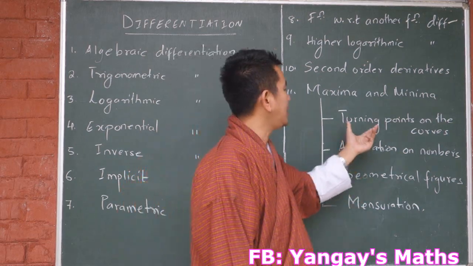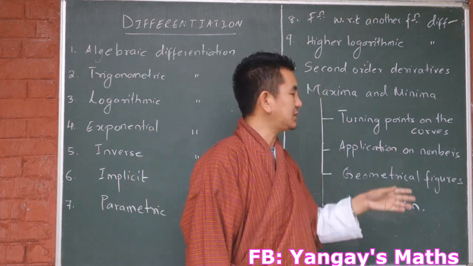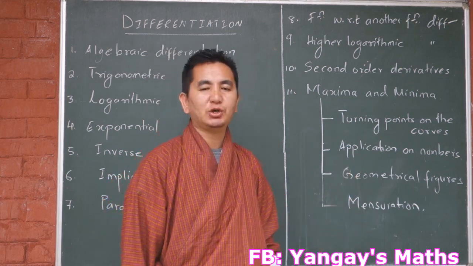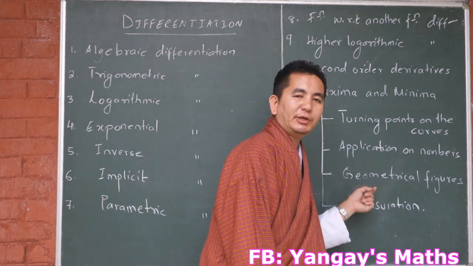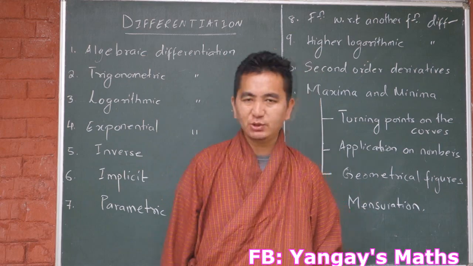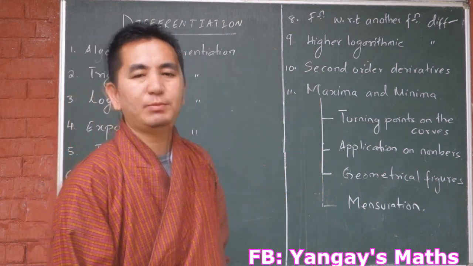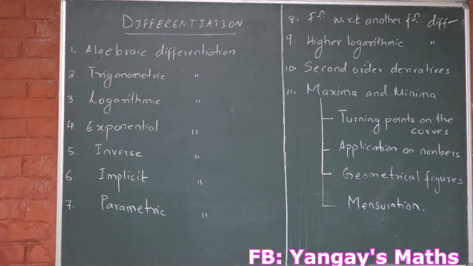Then for maxima and minima. Under maxima and minima we have 4 applications. First one we will do turning points on the curves. Next one is application on numbers, then geometrical figures and the mensurations. So let's go with the first one, which is our algebraic differentiation.